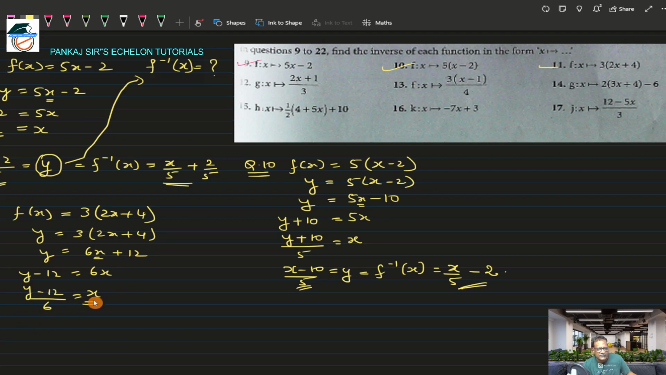Next step will be to swap x and y. So it will be x minus 12 upon 6 will be equal to y. So this y is nothing but f inverse of x. If you want, you can split this into x upon 6 minus 12 upon 6, which is nothing but 2. So this should be your answer. Is that clear? That was question number 11. Let us move on to question number 12.